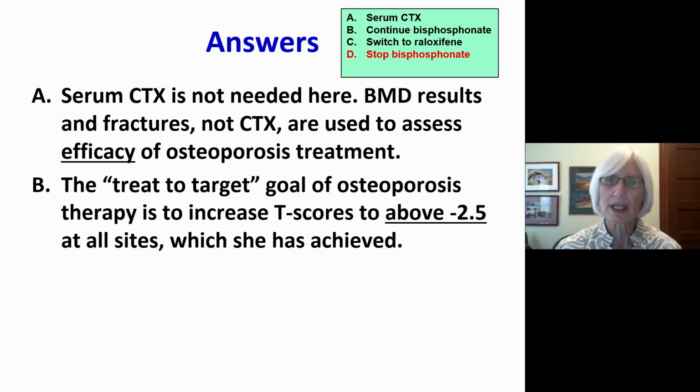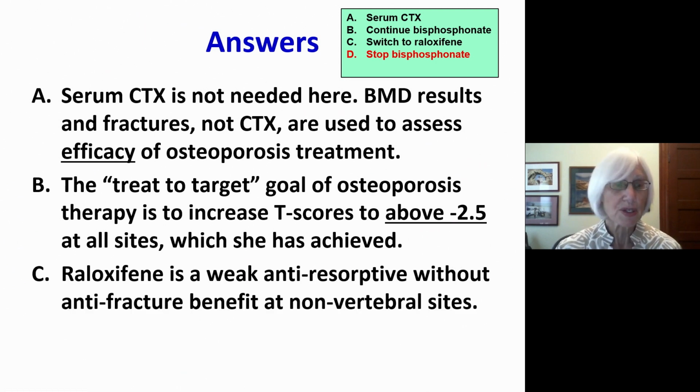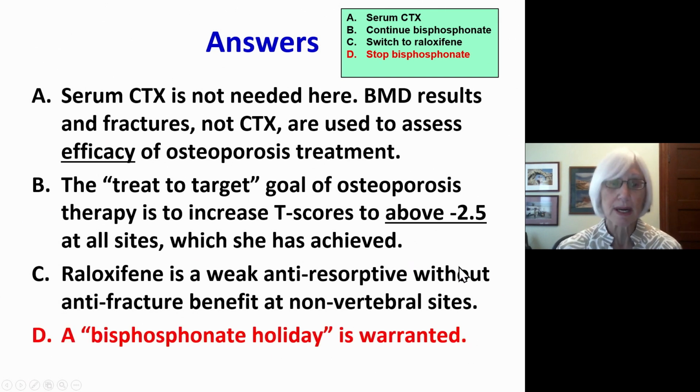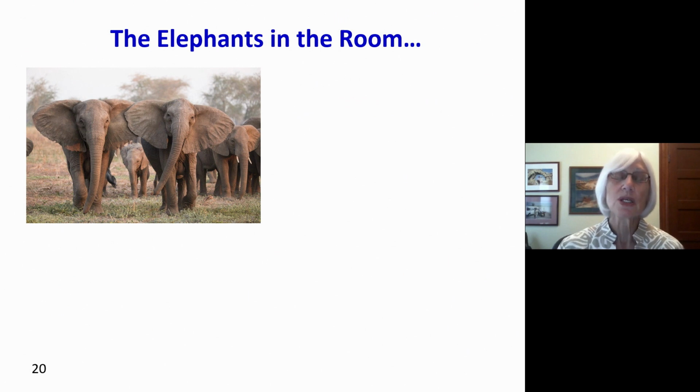The treat to target goal of osteoporosis therapy is to increase the T-scores to above minus 2.5 at all sites, which she has achieved. And raloxifene is a weak anti-resorptive without anti-fracture benefit at non-vertebral sites. So there'd be no reason to put her on that after stopping the bisphosphonate. So this is a patient for whom a bisphosphonate holiday is warranted. So let's talk about bisphosphonate holidays.